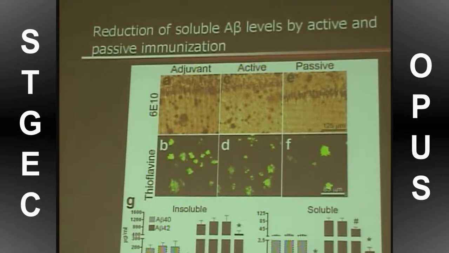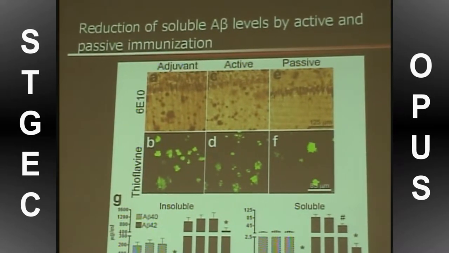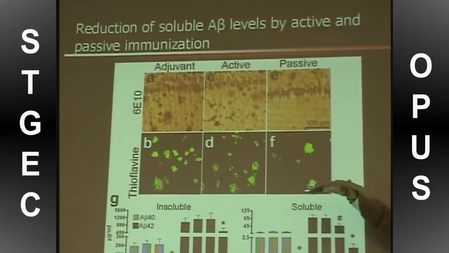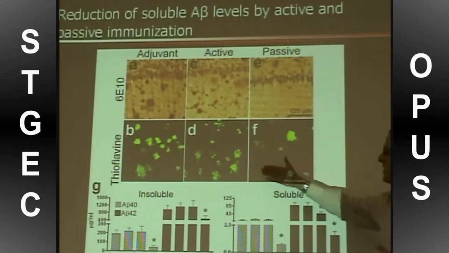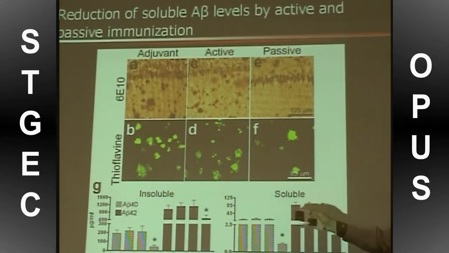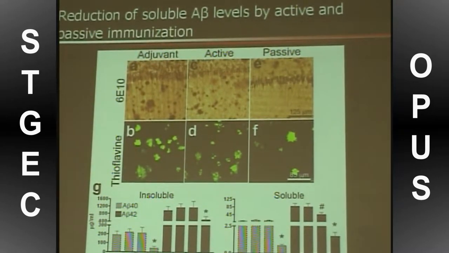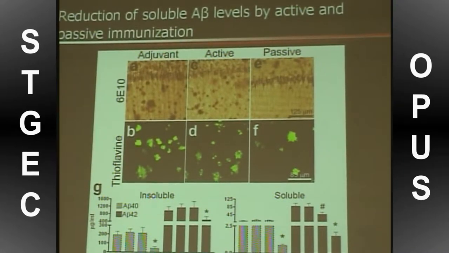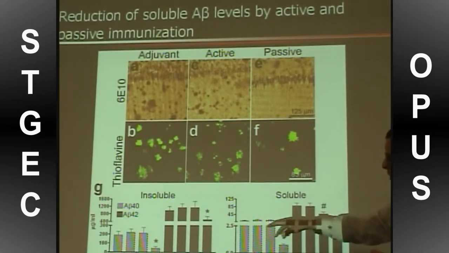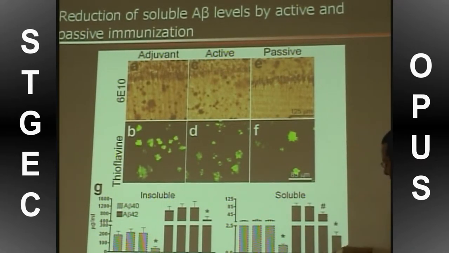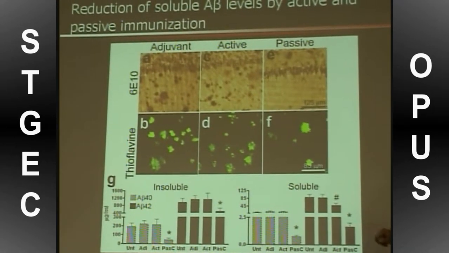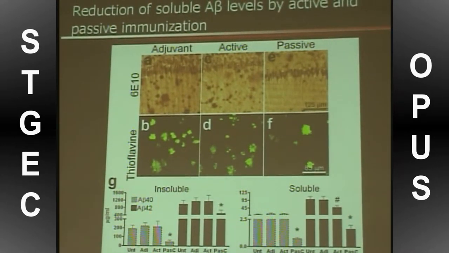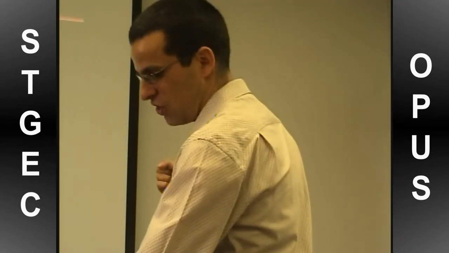So the result from this part was that there was no correlation between plaques and the improvement in cognition, because again, even these mice show the same improvement as these mice. Then we measured directly the A-beta levels by ELISA, and here the only thing that changes in both active and passive immunized mice is a selective decrease in insoluble A-beta 42 levels. So we have this correlation between a decrease in soluble A-beta 42 levels and the changes in cognition.